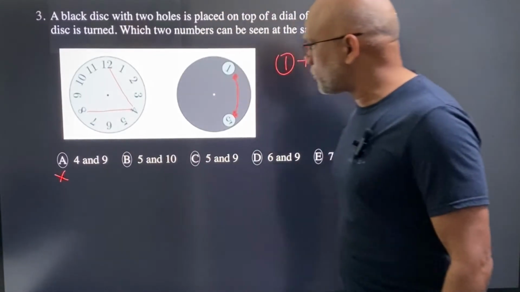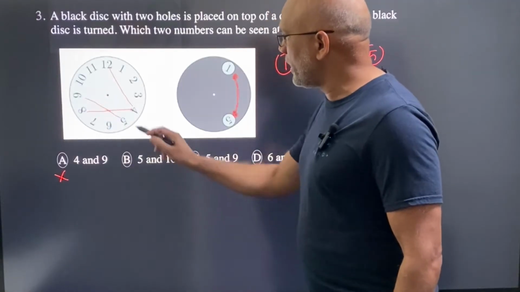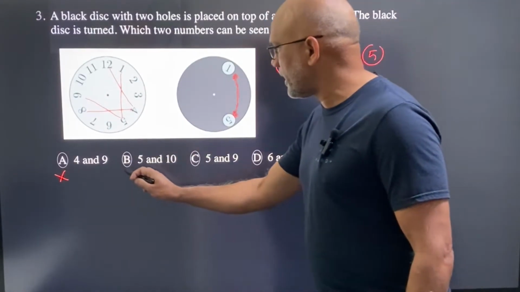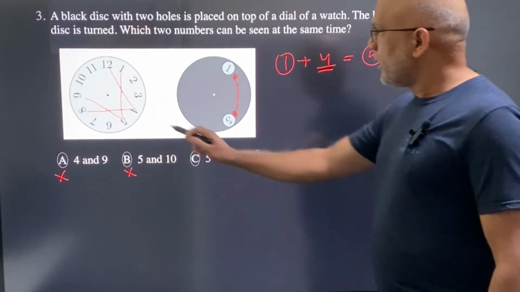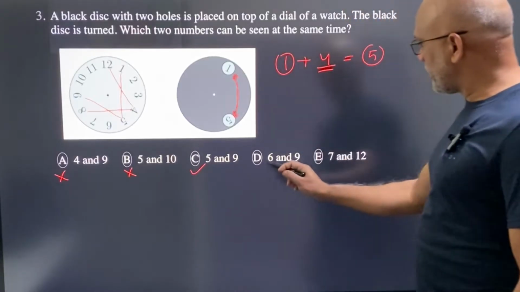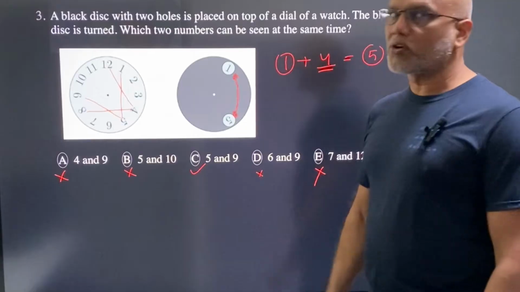So this cannot work. 5 and 10. 5 plus 4 is 9. It can be with 9. Or 1 plus 4 is 5, it can be with 1, but it's definitely not with 10, right? So 5 and 9, okay, we have already figured out that 5 and 9 are together, so this can work. Similarly, you can check these two, this will not work, this will also not work, then C is the correct choice.